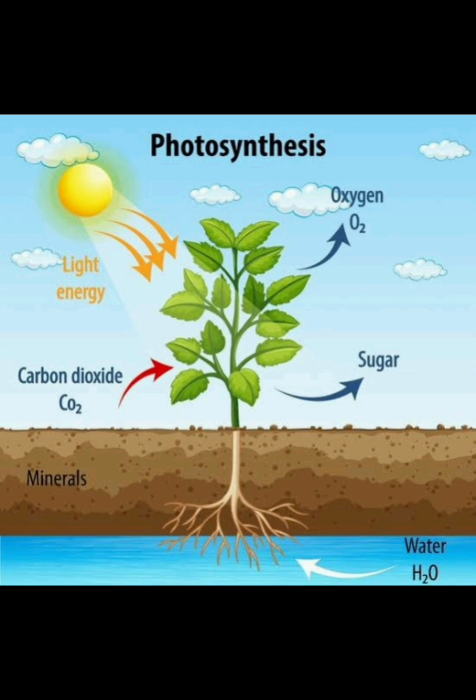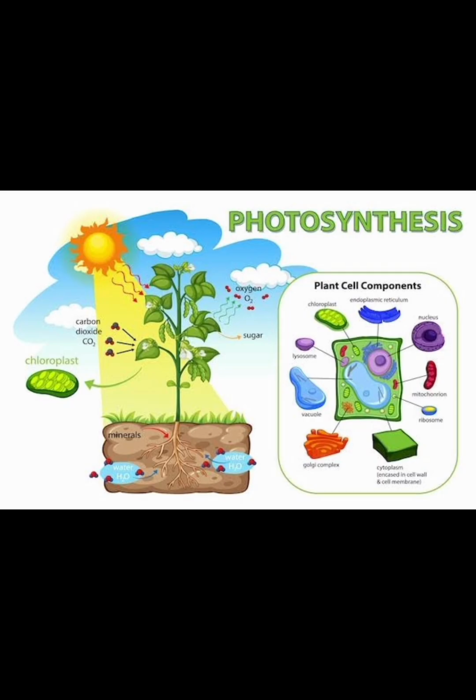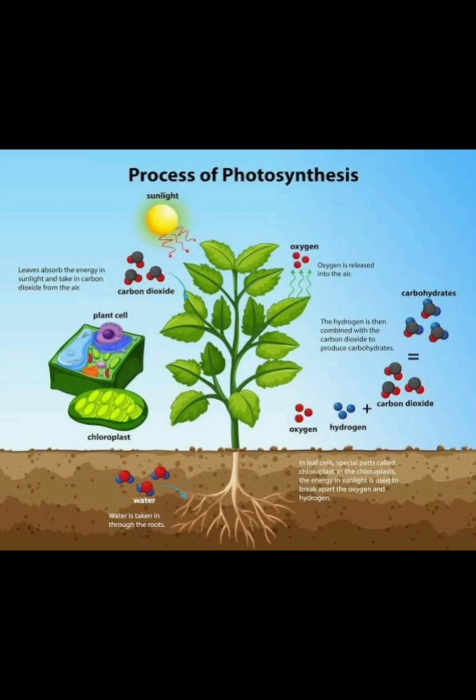Importance of photosynthesis. Energy source, number 1: photosynthesis provides energy for nearly all life forms on earth. Carbon fixation, number 2: it is the primary mechanism by which atmospheric CO2 is converted into organic matter, playing a critical role in the global carbon cycle. Oxygen production, number 3: the oxygen released during photosynthesis is crucial for the respiration of most organisms.